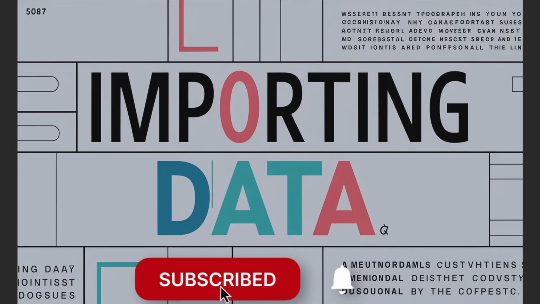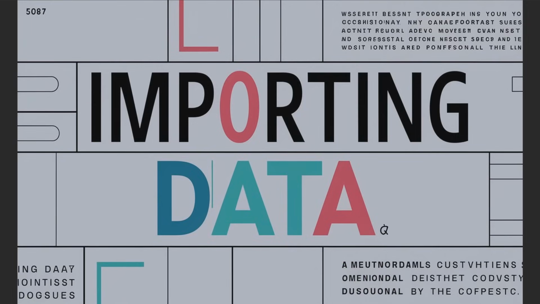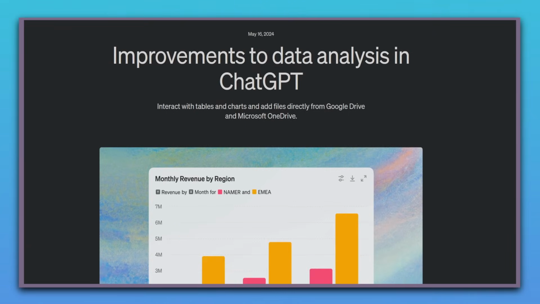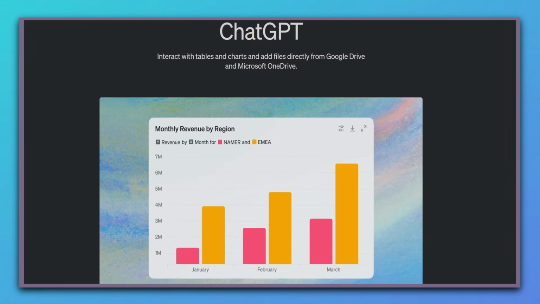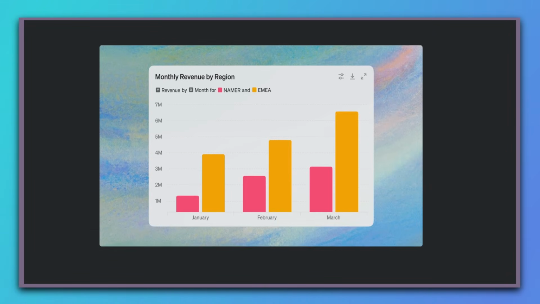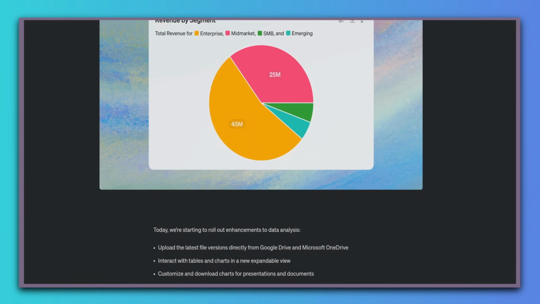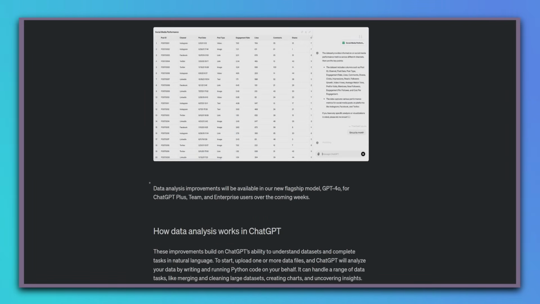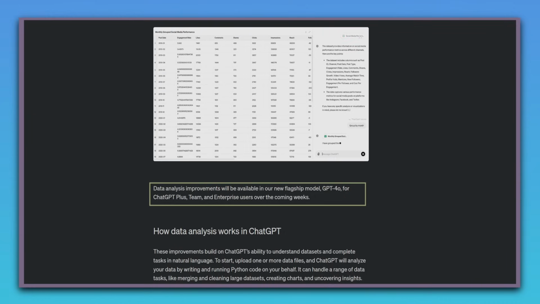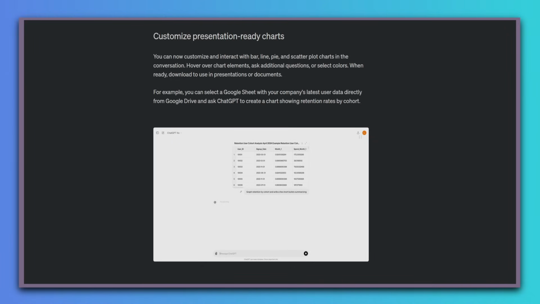In order to start your data analysis journey with ChatGPT, you're going to need some data. OpenAI's blog post shows us all of the neat little charts that you can make that are now interactive. But the first thing I wanted to point out is that these new features are only available for ChatGPT Plus, Team, and Enterprise users. I'm going to show you many different types of charts that you can make.